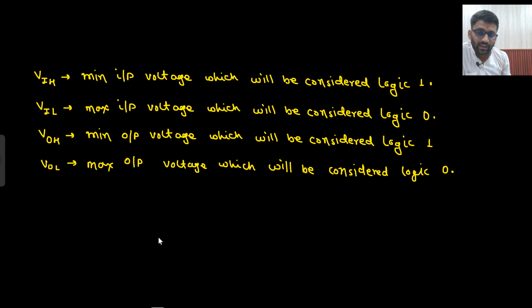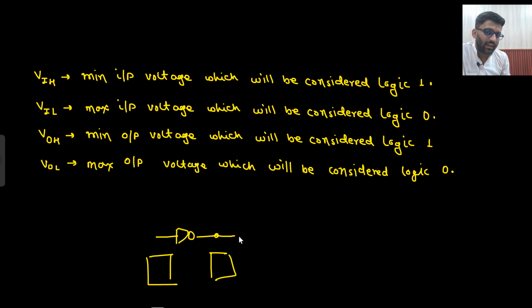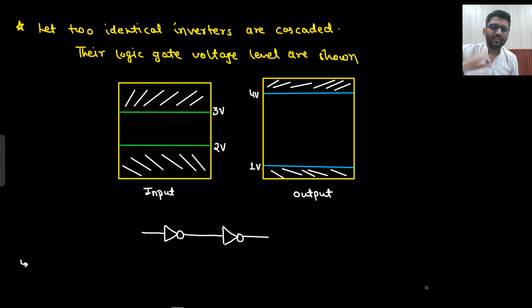Now what do I do? I take an inverter whose logic levels I know, at input what is the logic level, at output what is the logic level. So I take this inverter, I know the logic levels, right? 3, 2, 4, 1 at input as well as output. Now to the output of this logic gate, I connect another, the same logic gate. So for this as well, I know the logic level. I know the logic level of this NOT gate as well, right? So if I connect them in series, or you can say if I cascade them, then what will happen?